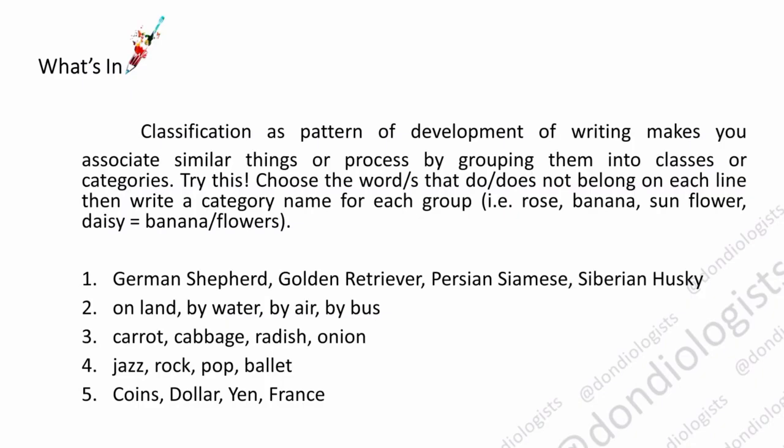Classification as pattern of development in writing makes you associate similar things or process by grouping them into classes or categories. Try this. Choose the word or words that do or does not belong on each line. Then write a category for each group. Example: rose, banana, sunflower, daisy. Banana does not belong to the group. Flowers is the category. Try numbers 1 to 5.